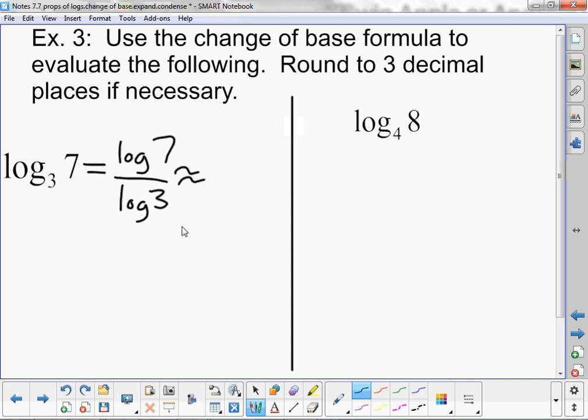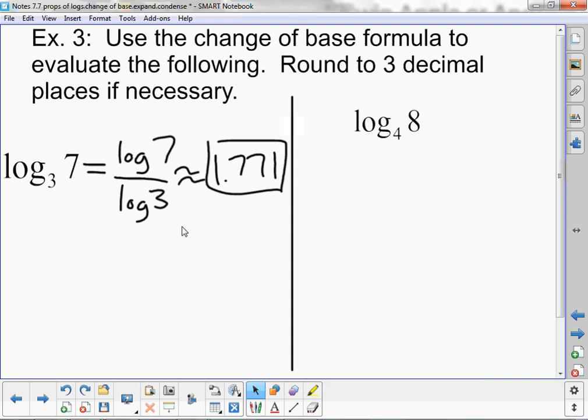So log 7 divided by log 3 is 1.7712437949. So 3 decimal places would be about 1.771. And you can check your work, do 3 to the 1.771, and you should get really close to a 7. Right? And that's how you evaluate it.